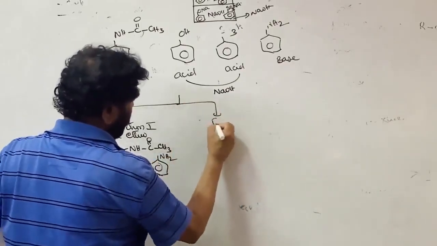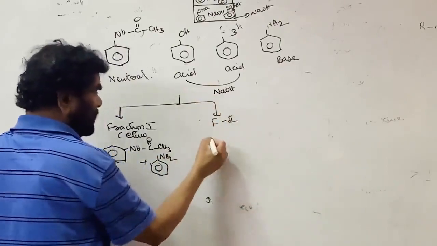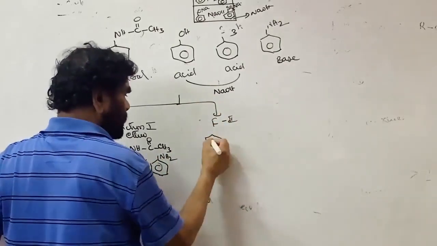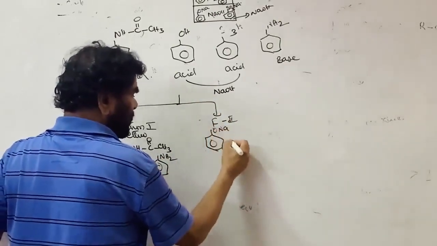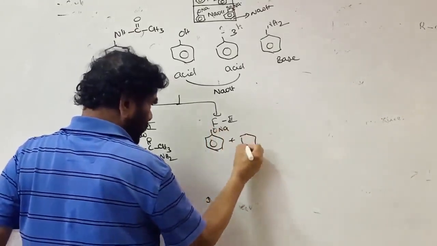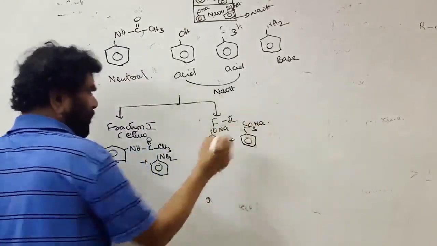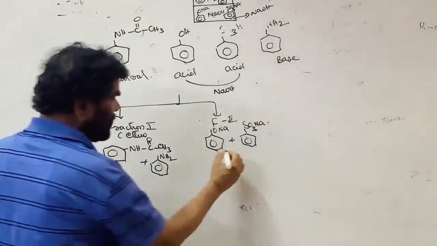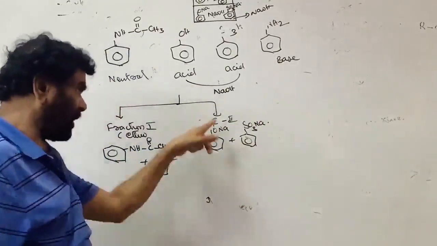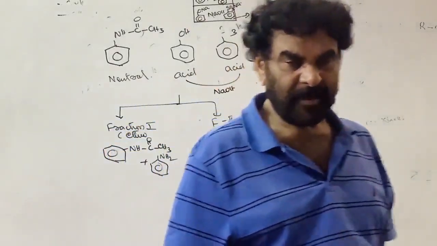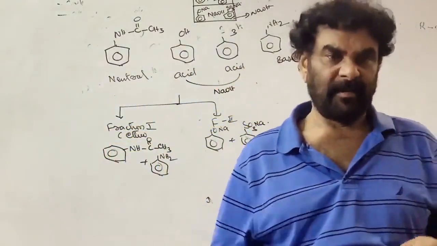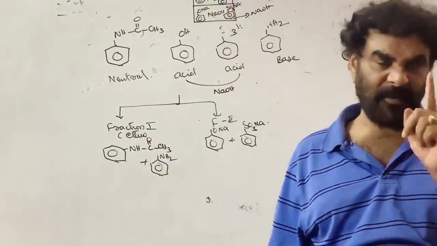Fraction 2 contains sodium phenoxide, with phenol in the salt form, and sulfonic acid in the salt form in sodium hydroxide. This is the problem that was wrongly noted. The problem is wrong: it is fraction 2, not fraction 1.